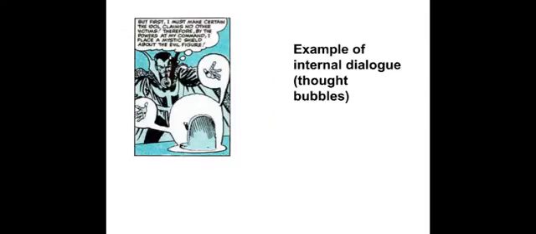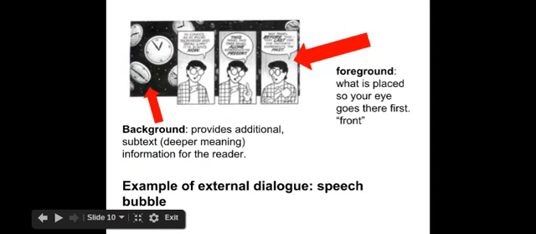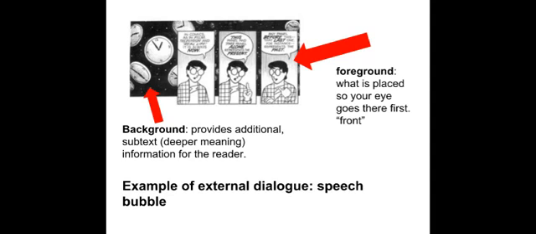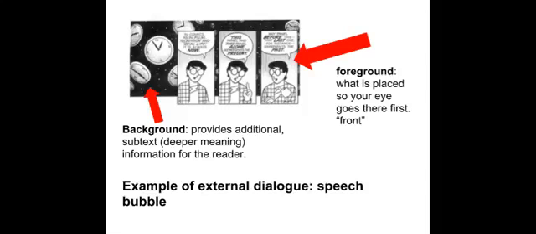So I said we have two different types of speech bubbles here. The first one is internal dialogue. These are more frequently known as thought bubbles. You can see here that I can tell that this guy is thinking this and not saying it because we have the thought bubble there. The other type of dialogue is external dialogue, speech bubbles, and you can see here that we can tell this guy is saying these things because they are speech bubbles like that.